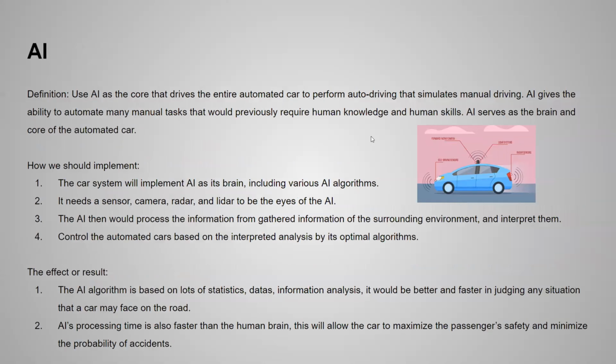And for AI, it needs sensors, camera, radar, and lidar to be the eyes of the AI. And AI will process the gathered information of the surrounding environment, interpret it, and analyze it. It is faster in judging any situation that a car may face on the road, and it can maximize the passenger safety and minimize the probability of accidents.